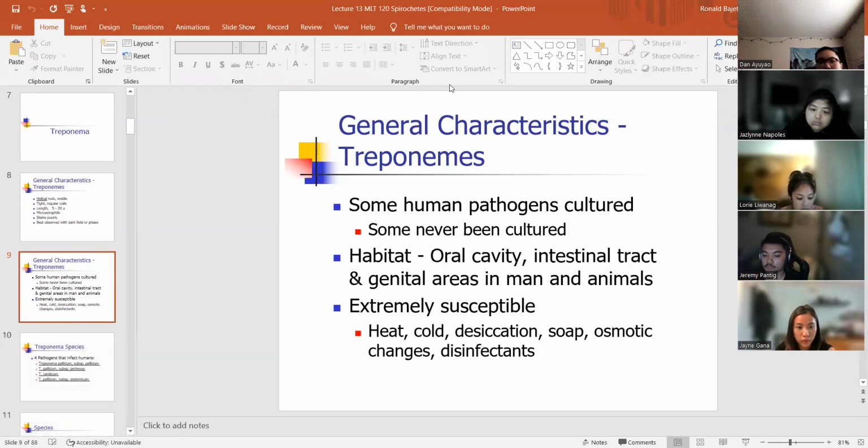These treponemes are best observed with Darkfield or phase contrast microscopy, and I'm going to go over how Darkfield Microscopy works in the middle of this lecture. Some human pathogens are cultured, some have never been cultured. A lot of these treponemes are found in the oral cavity, which is why you need to brush your teeth, and in the intestinal tract and genital areas in man and animals. They're extremely susceptible to heat, cold, desiccation, soap, osmotic changes, and disinfectants. So they're very easy to kill, but when they get going, they can cause problems.